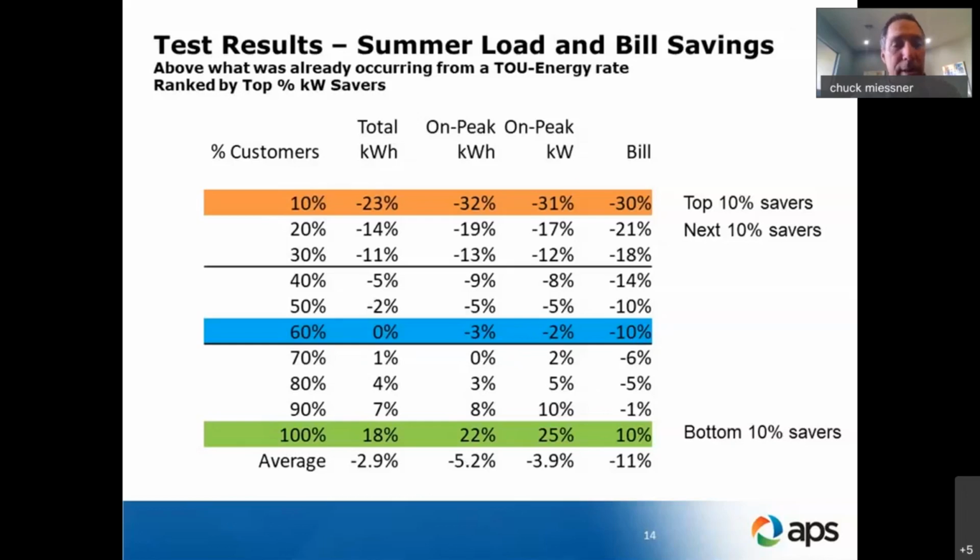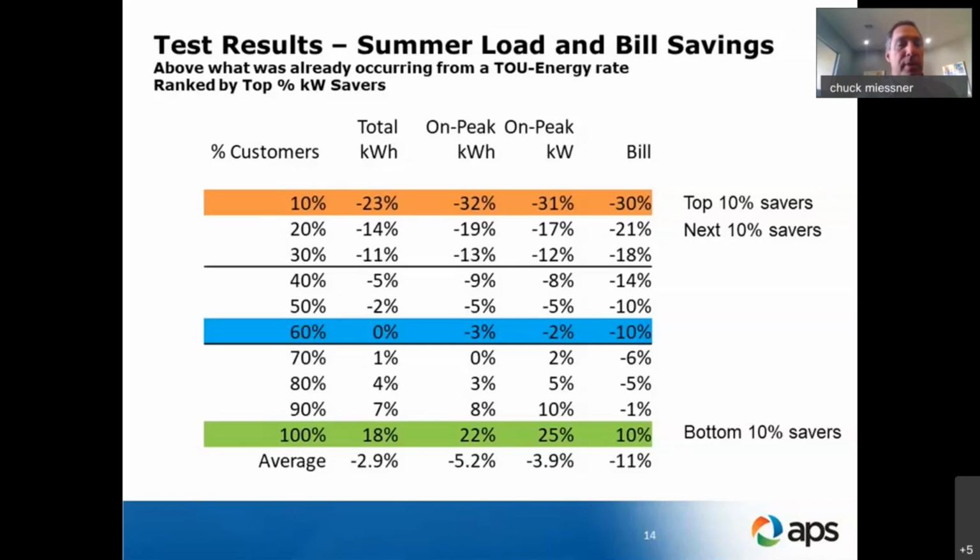So those are our gold medal winners. And you can see as we go down, there's the next 20%, the next 10%, the next 10%, the next 10%, until you get down to the blue. That's the 60th percentile mark.